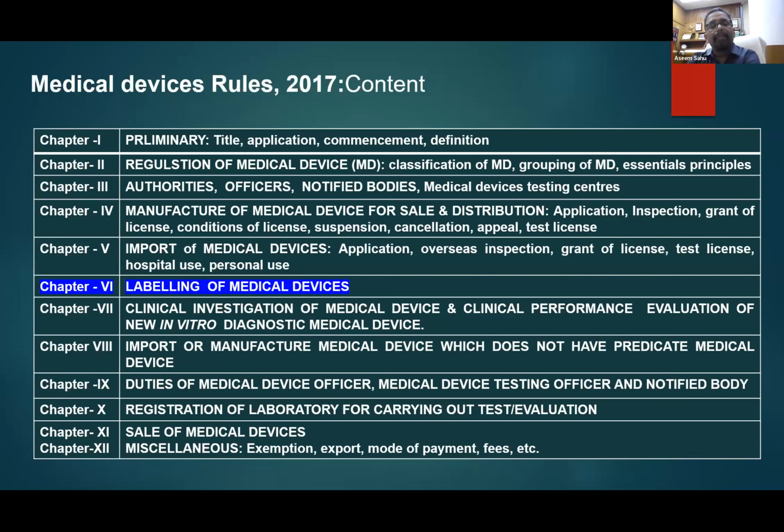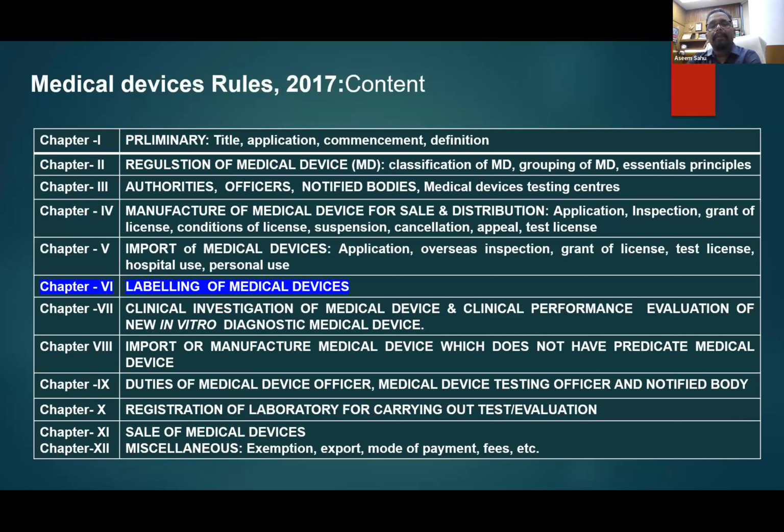The labeling requirement is in Chapter 6, where the detailed labeling requirement was prescribed. The detailed labeling requirement has already been briefed. These are the mandatory requirements provided in Chapter 6 of the Medical Device Rules. Chapter 7 has the provision for the conduct of clinical investigation: what the requirements are, and how to take the permission from the authority. The provision has been made.